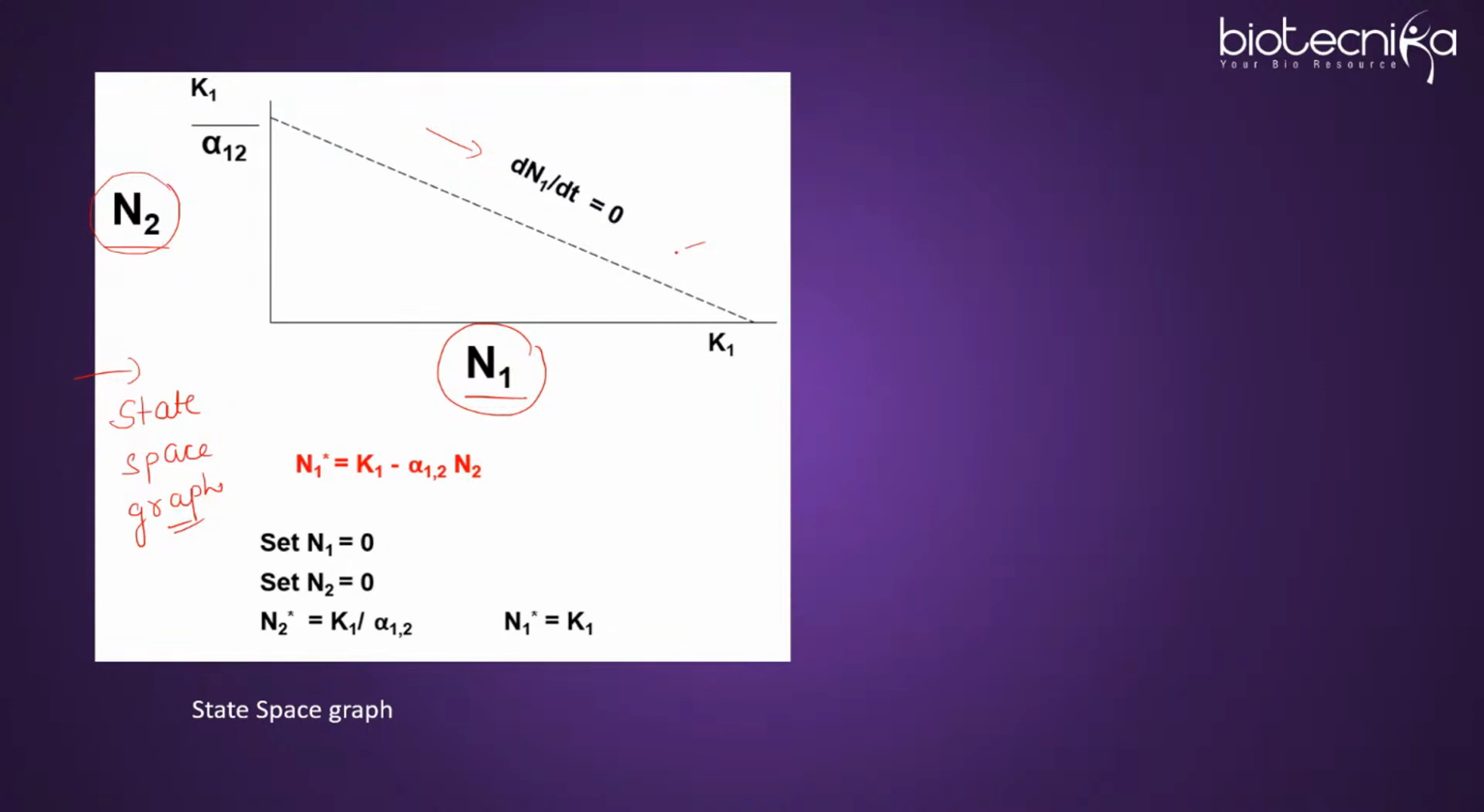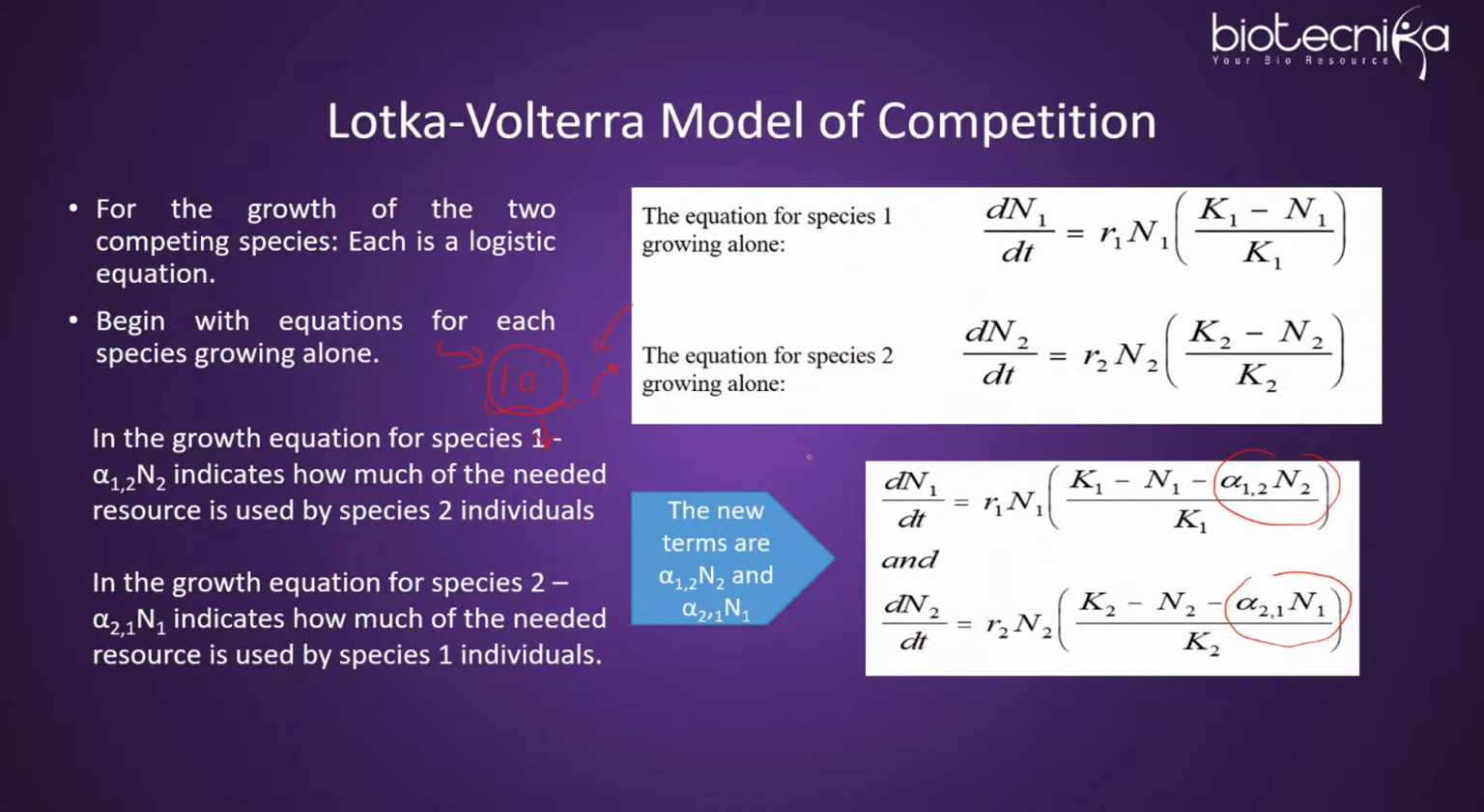Now, how do we get this zero isocline, or what do we even mean by zero isocline? For that, we will be setting these equations equal to 0. Why am I doing that? Because I am solving these equations at equilibrium. What do I mean by that? Equilibrium means dN1/dt will be equal to 0. The population growth of species 1 will be 0. Let us consider that.